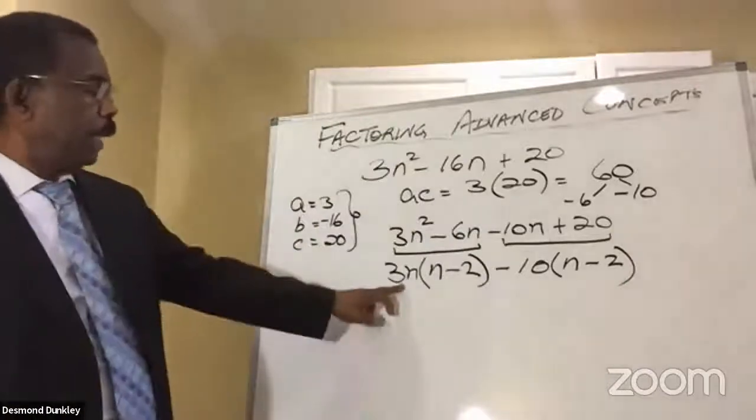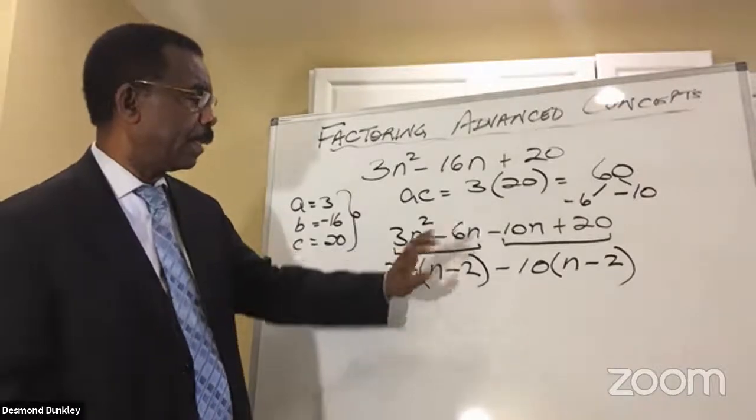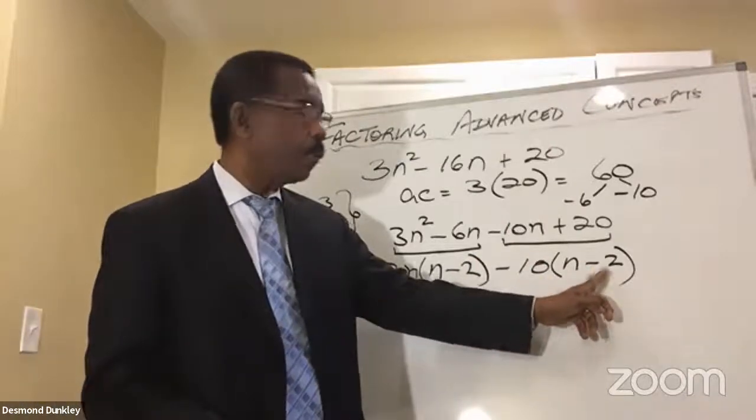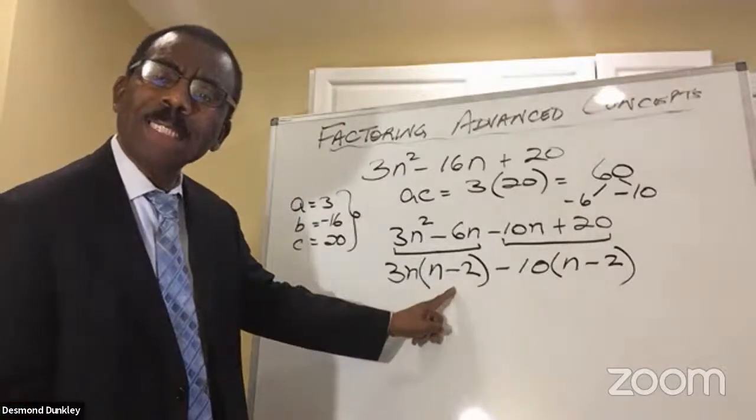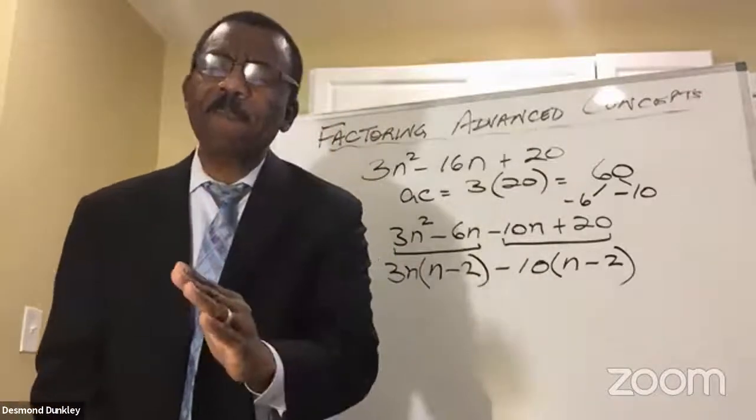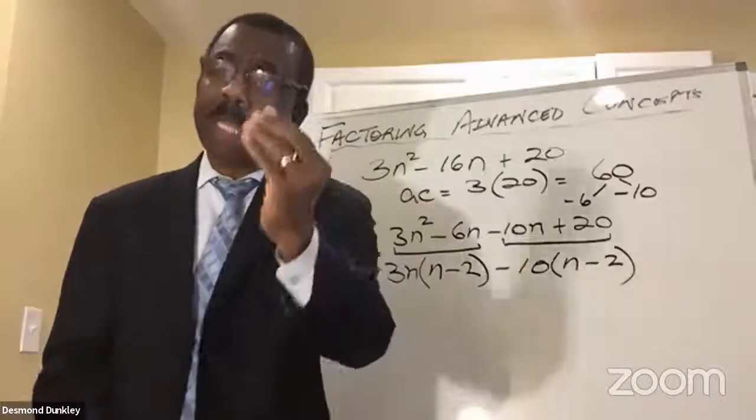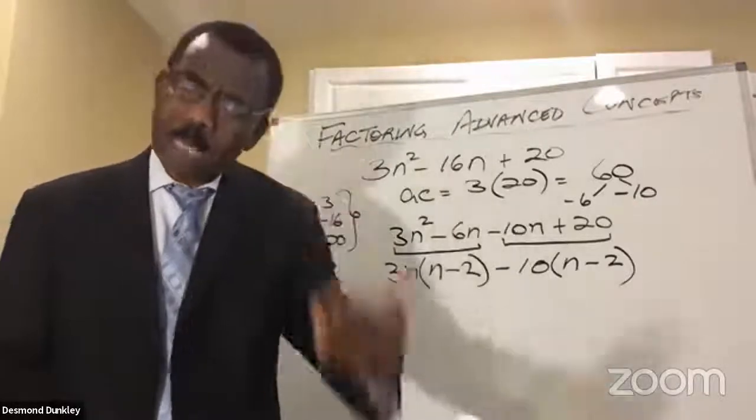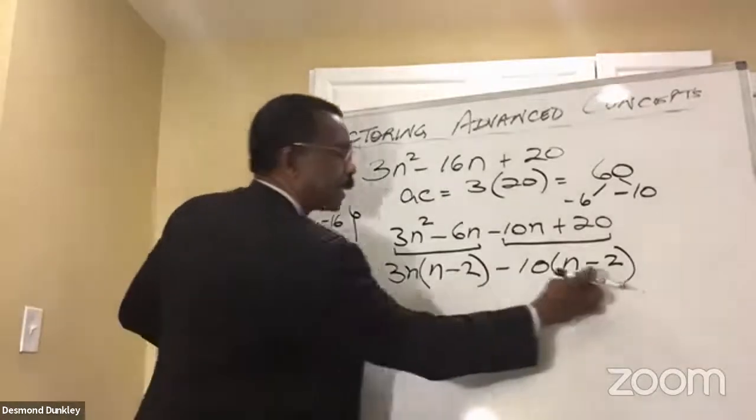Let's check. 3n times n, 3n squared. 3n times negative 2, negative 6n. Negative 10 times n, negative 10n. Negative 10 times negative 2, positive 20. Watch this. What's inside both parentheses are identical. Take note, if they are different, it means that you made a mistake. They must be the same. And if you do it properly, they will be the same. Okay? And then this is common to this, and this is common to this.